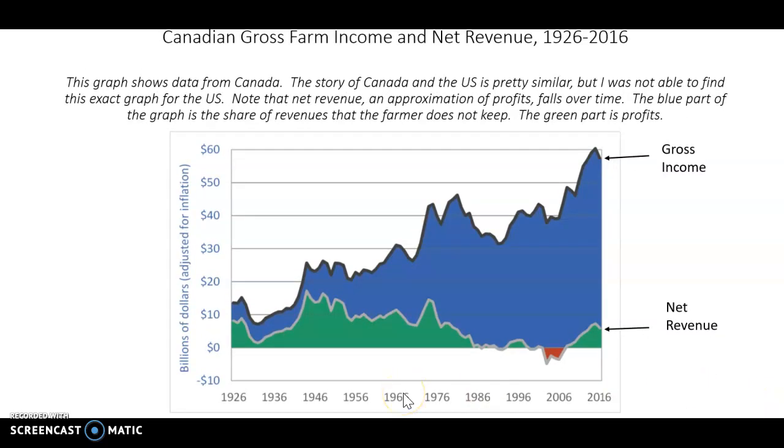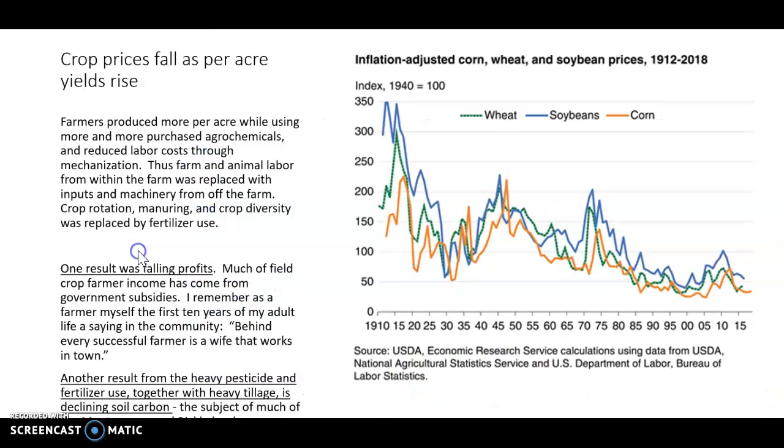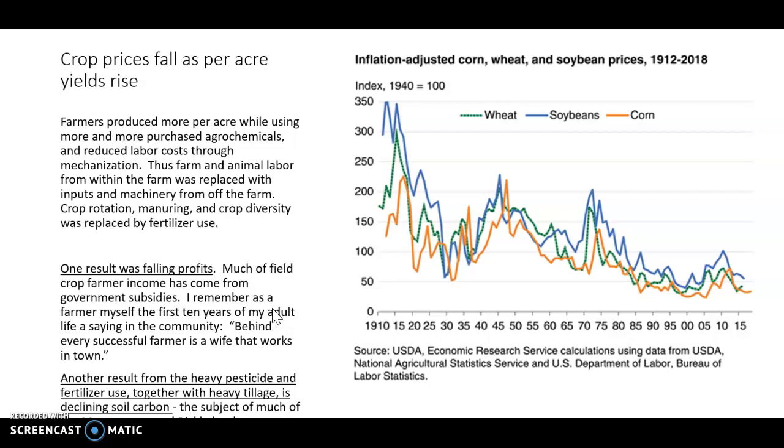So that's the first part, and then the second slide shows, oops, let me go back here. Here we go. So crop prices are in the upper left here. Crop prices fall as per acre yields rise.